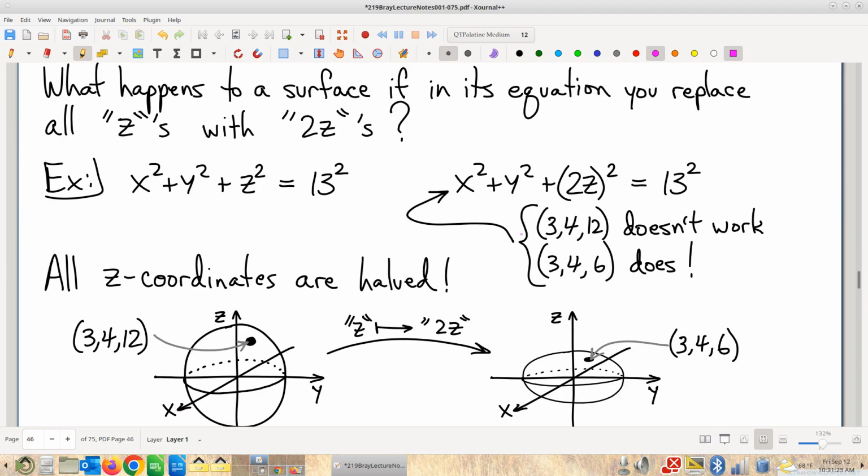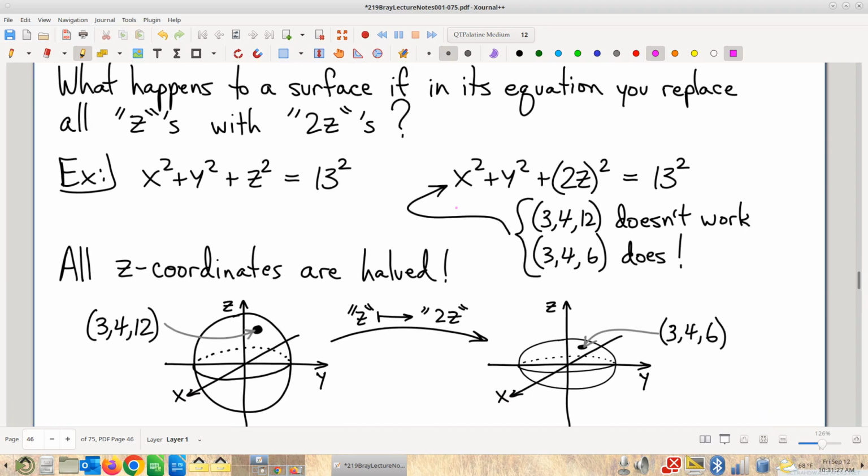Here's a nice natural question to think about. I got an equation here. Convenient equation. I know what this looks like. Distance from the origin is 13. So this is a sphere.